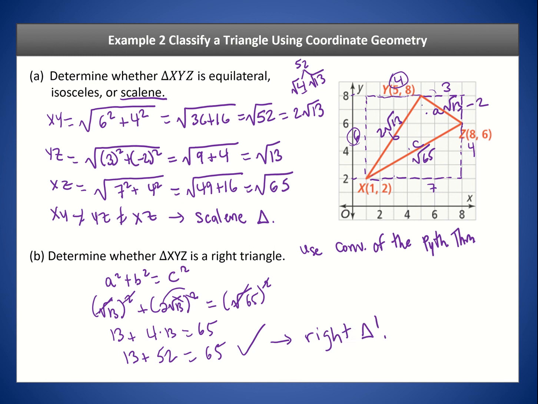And that is true. That means this is my right angle. How do I know that's my right angle? Well, because the right angle is always going to be opposite of the longest side in the triangle. And the longest side is square root of 65.